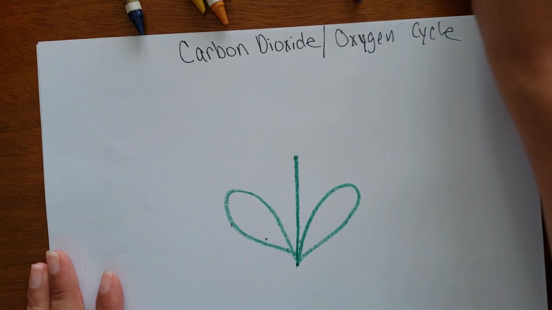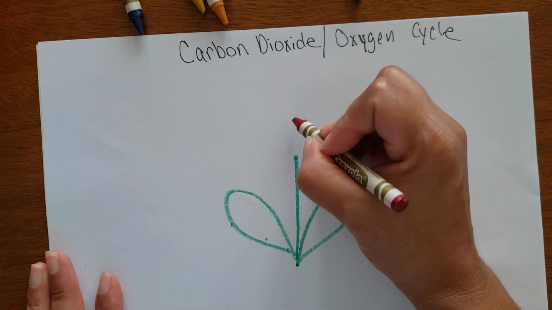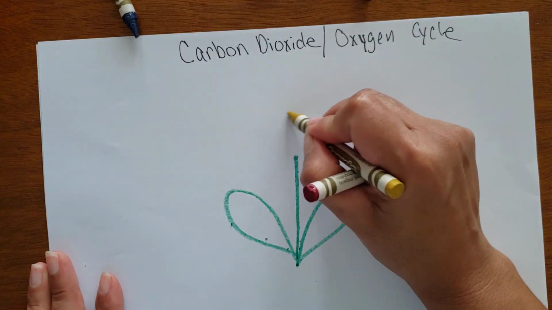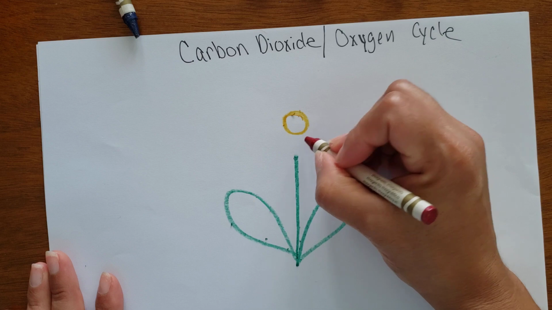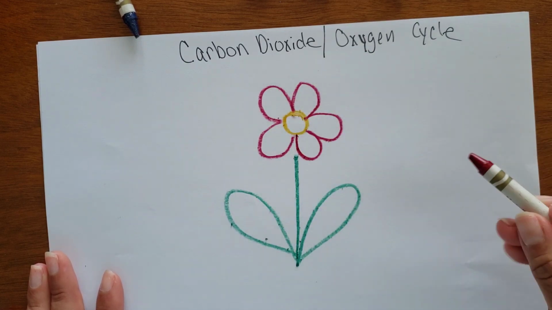And I guess we can put a simple flower, not too complicated, just to make things pretty for you. Let's start with the yellow in the middle and some red petals. There you go. There's your little plant.